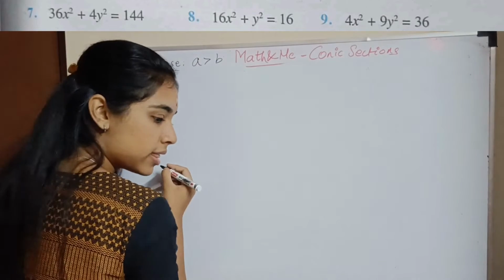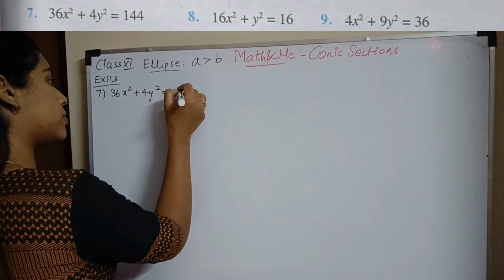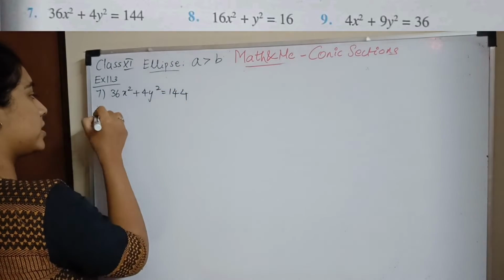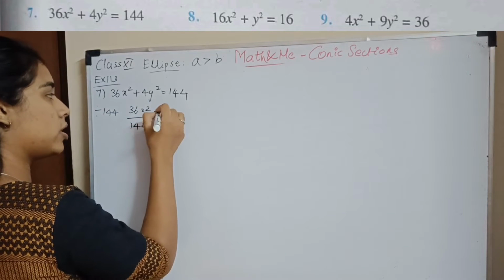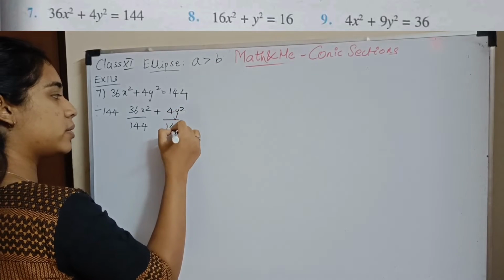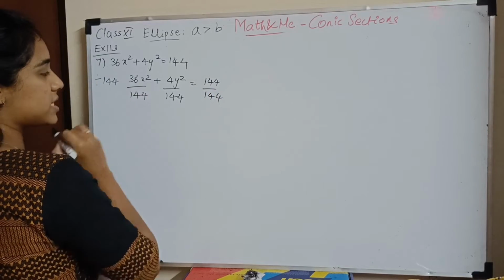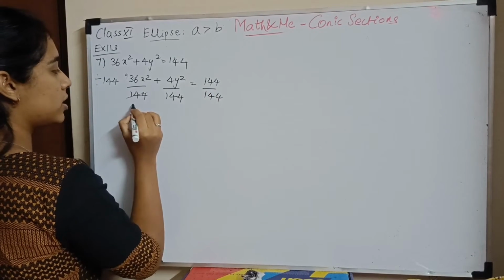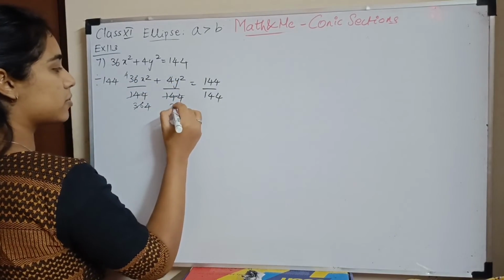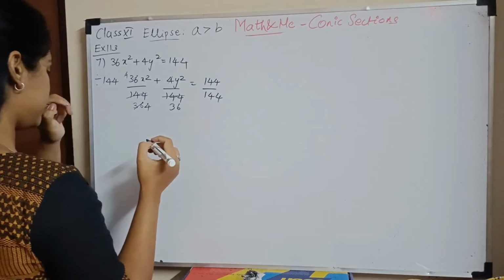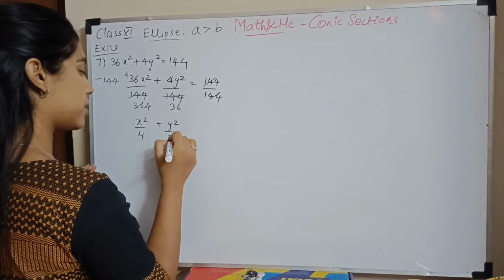Question number 7. 36x square plus 4y square equals 144. I need the right side to be 1. So I'm going to divide the whole equation by 144. So I have 36x square divided by 144 plus 4y square divided by 144 equals 144 divided by 144. So what happens? Does 36 go by 4? 4 nines are 36. So this cancels out. I'll be left with x square divided by 4 plus y square divided by 36 equals 1.